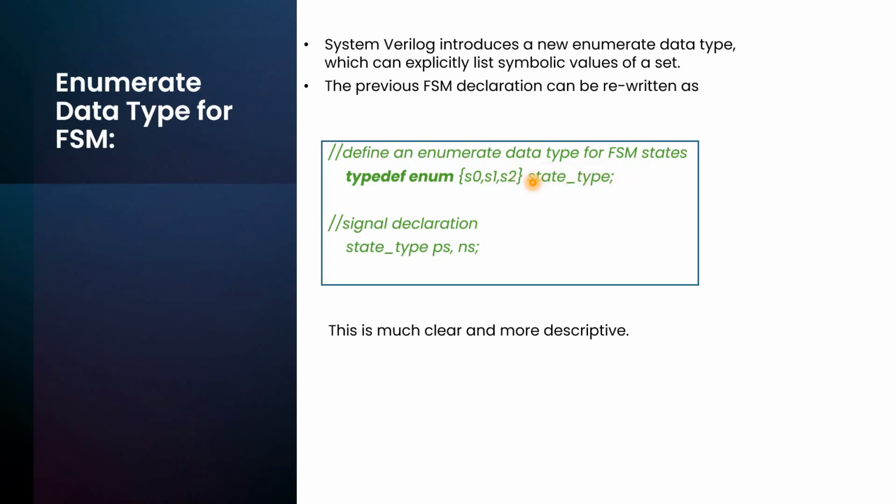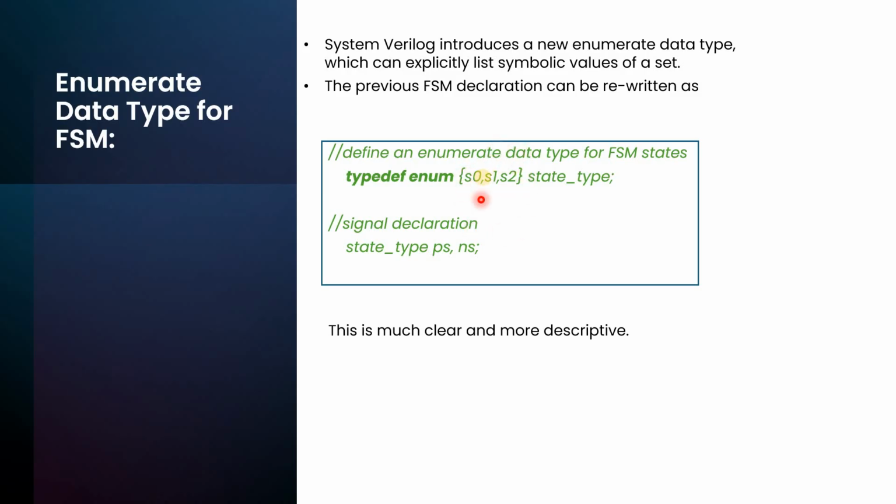This is just what the name for the states. Actually, state_type has now become a new data type for the states. It is a data type which has values S0, S1, and S2. The important point again here is that S0 by default takes the value 0. So S0 here is equal to 0, S1 is 1, and S2 is 2.